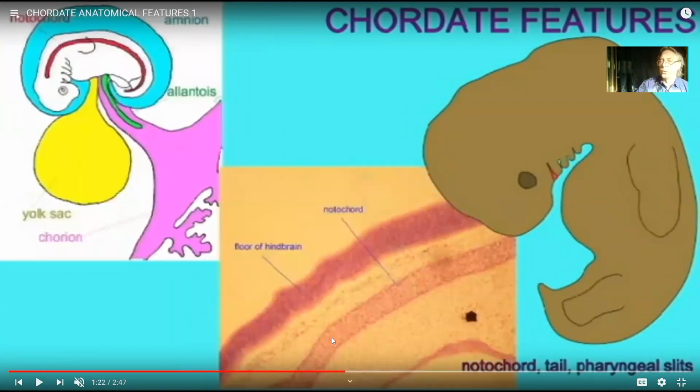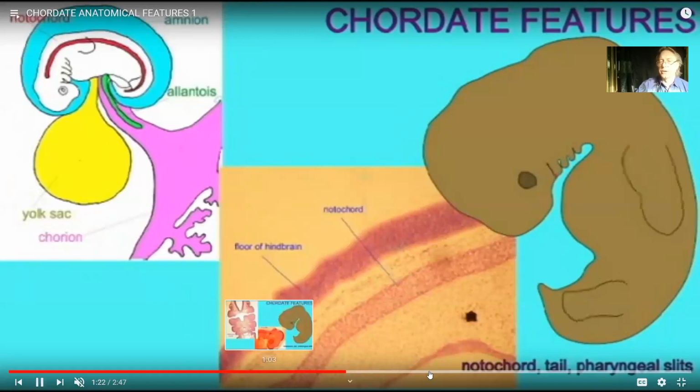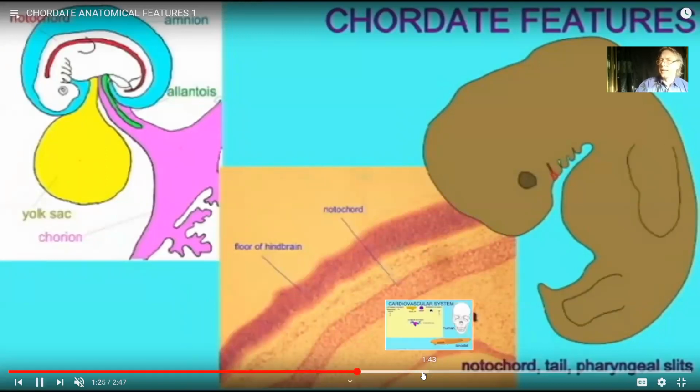The notochord is the primary support structure of the primitive lancets and the primitive fish, but even we vertebrates have this support rod, a notochord, as embryos. And so there are these features.